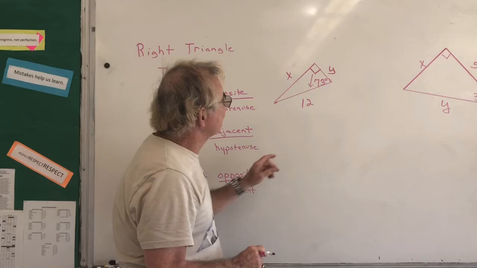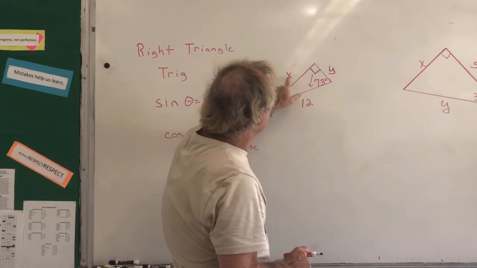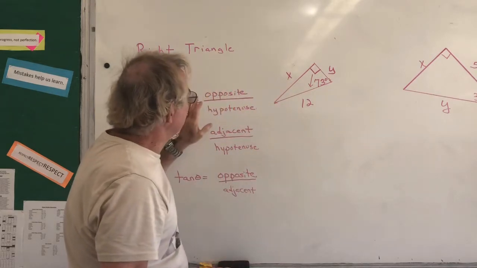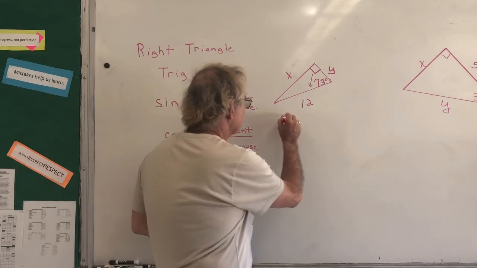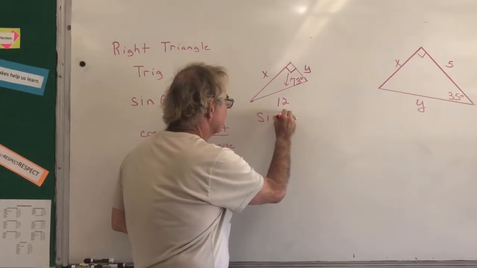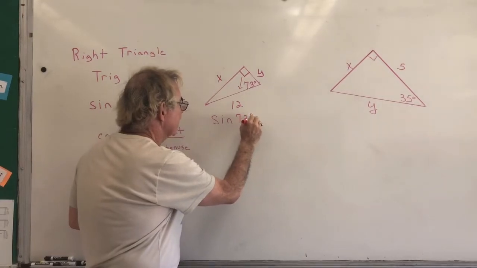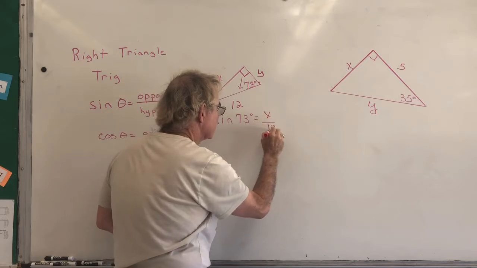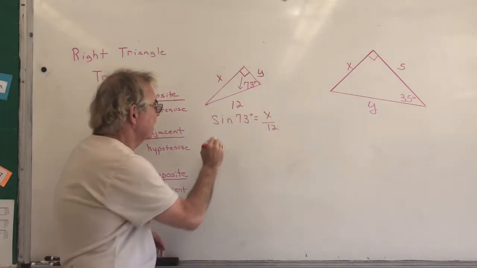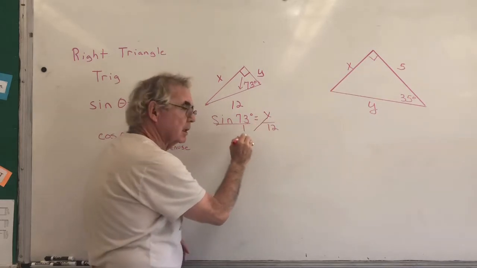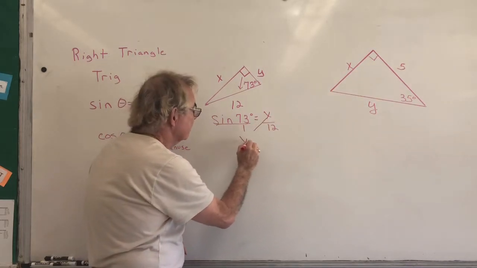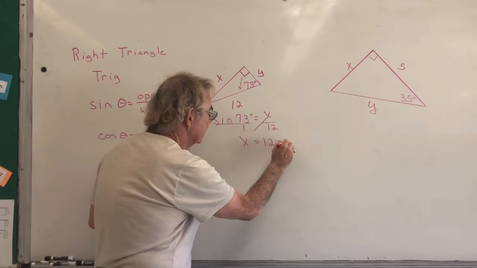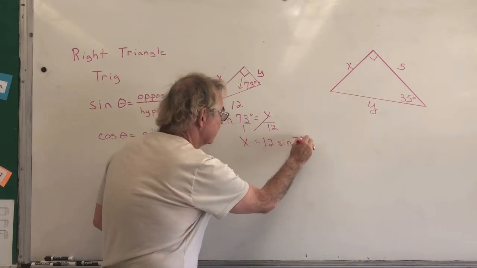If you look at 73 degrees, the opposite side is x and the other side is the hypotenuse, so that would cue you in on using the sine function. So we would say the sine of 73 degrees is equal to the opposite side x over the hypotenuse. And then if we cross multiply, we get x is equal to 12 times the sine of 73 degrees.